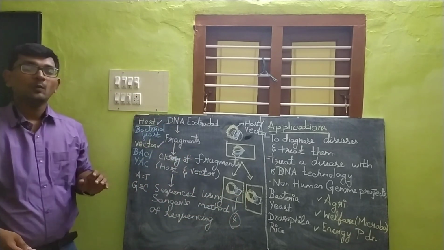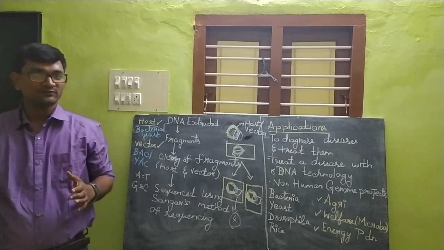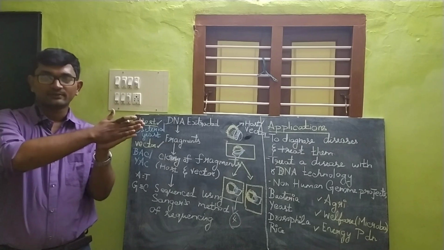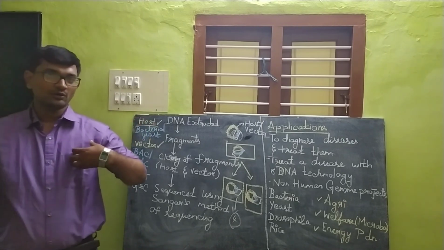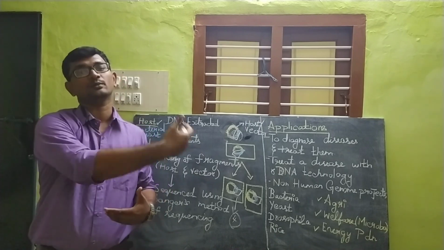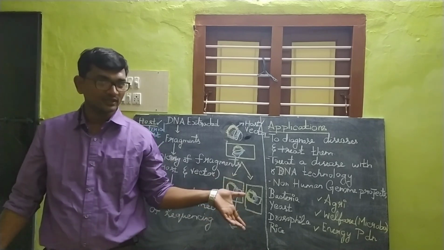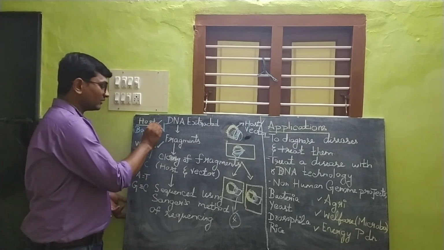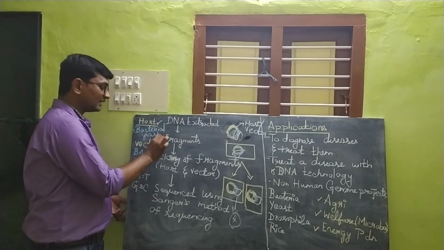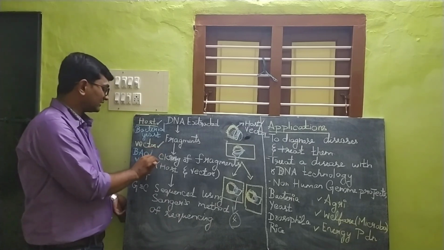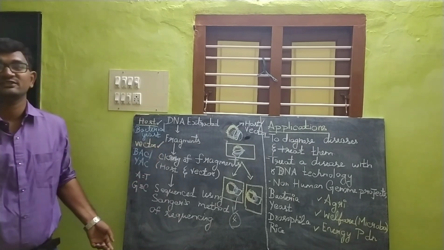After producing a clone of fragments, you are producing a multiple number of fragments. So the fragments are repeated. So what is a clone of a human being? If an exact copy of a human being is produced one more time, that is called cloning. What are the different hosts which are used here? Bacteria and yeast. What are the vectors which are used here? Bacterial artificial chromosome and yeast artificial chromosome.